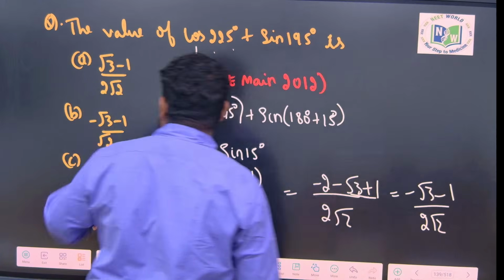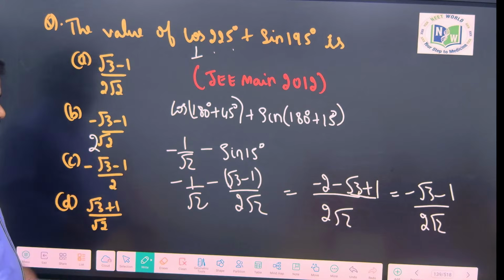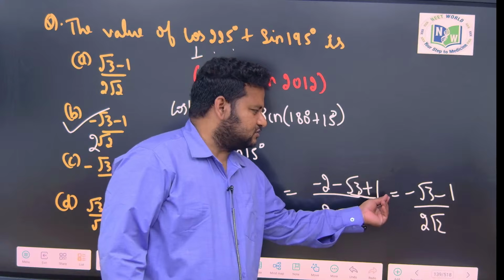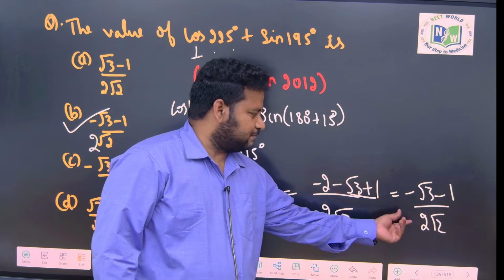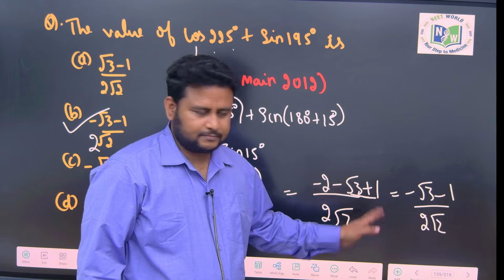Here there is a mistake in the option. Minus root 3 minus 1 by, this should be 2 root 2. So the answer is what? Option B. Understood the answer? Or you can take minus outside. This will become what? Minus of root 3 plus 1 by 2 root 2. That's all. Clear, no? Got it?